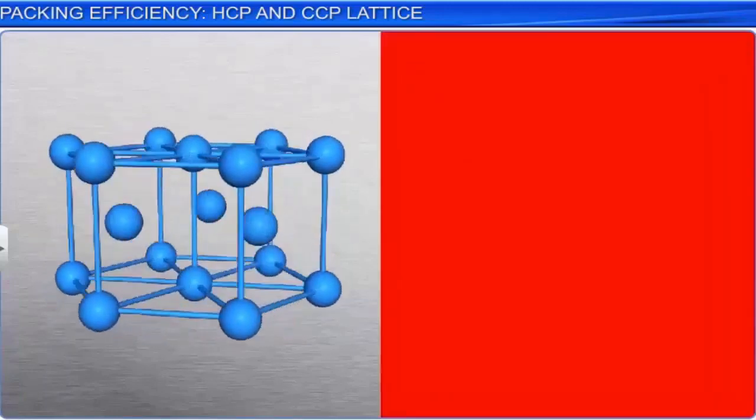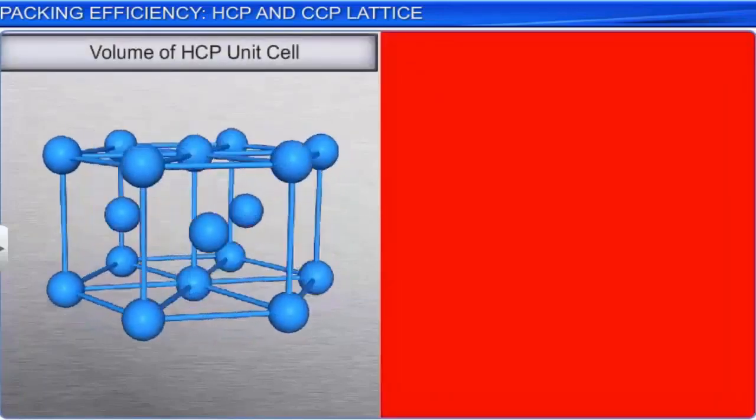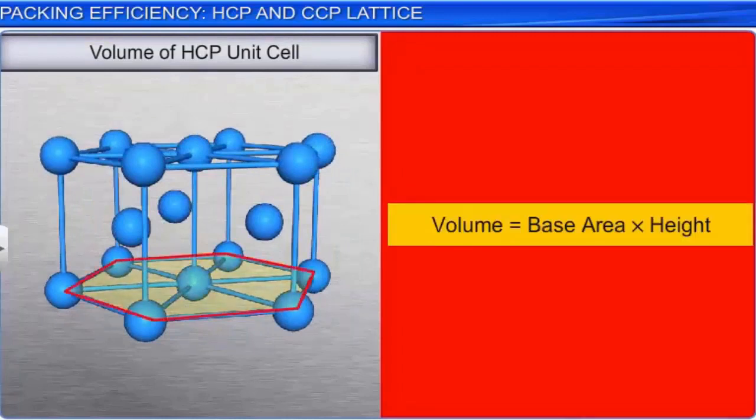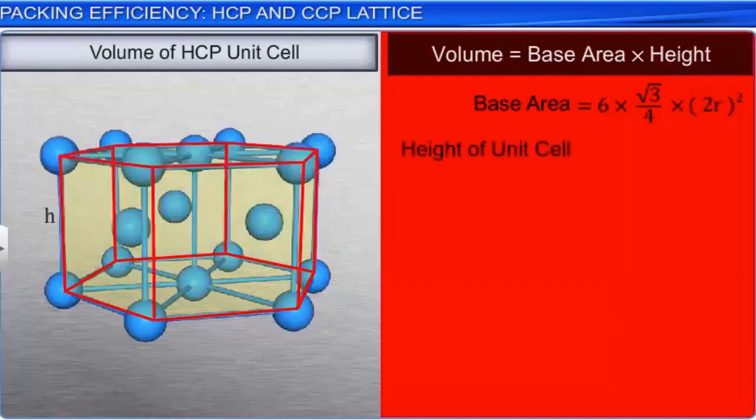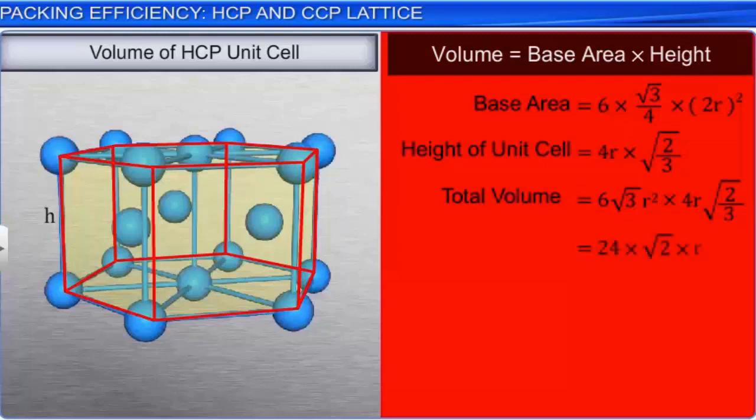Note that the formula to calculate the volume of an HCP unit cell is base area into height. The base area of a hexagon is equal to 6 multiplied by root 3 upon 4 multiplied by (2r) whole square. The height of a unit cell is equal to 4r multiplied by root 2 upon 3. So, the total volume of an HCP unit cell can be taken as 24 multiplied by root 2 multiplied by r cube.